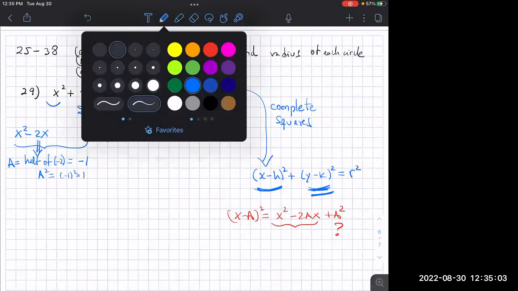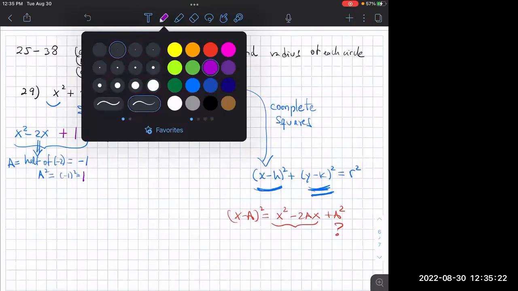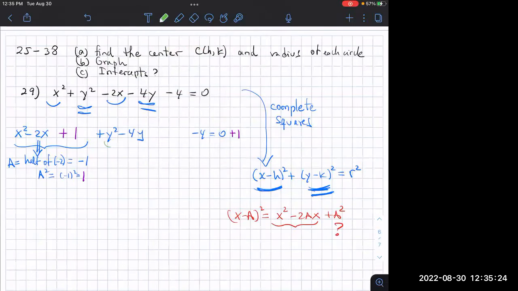So what I need is a 1. But I cannot just add it to one side, because then the equation is not equivalent to the original. So I add it to the other side. Now the equation is equivalent to the original. So I do the same thing for the y's. I want to complete the square.